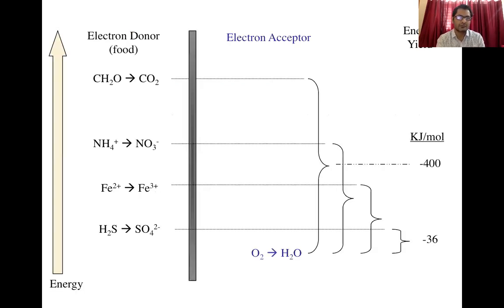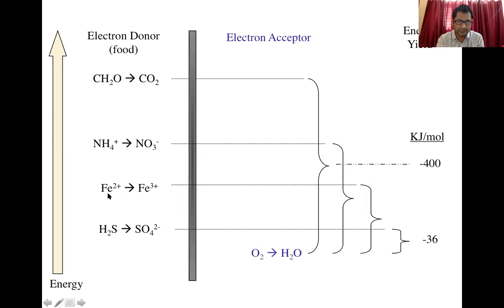So here it is shown, different electron donors. Electron acceptor is only oxygen. When the carbohydrate is used as electron donor, the energy which is released is very high. This is like 400 kilojoule per mole. The negative sign shows that the energy is released, exothermic reaction, right? And then another one is ammonia, which is converted into nitrite.